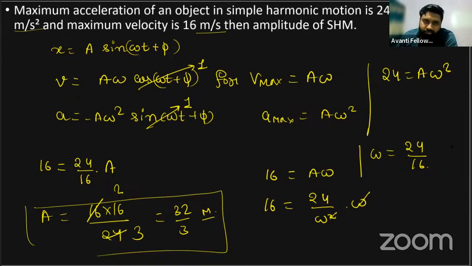Same way you can do it if you put the value of omega in terms of A, then also you will get the same value. If you put omega equals 16 by A, it will become 24 into A. Omega will become 16 into 16 divided by A square. The same A will cancel out. This 24 comes down, 16 by 16. Same value you are getting.